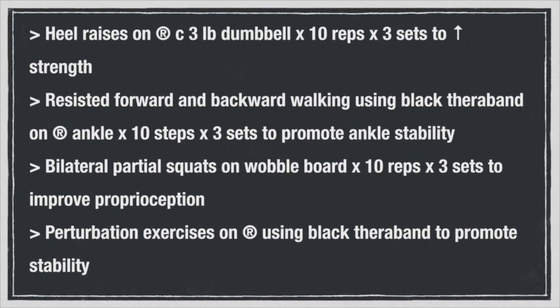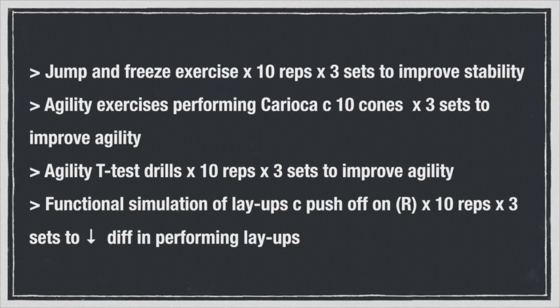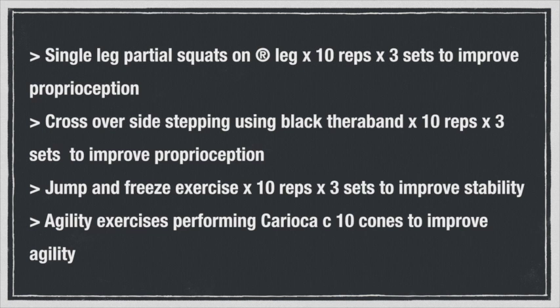Perturbation exercises on right using black TheraBand to promote stability. Bilateral partial squats on wobble board times 10 reps times 3 sets to improve proprioception. Single leg partial squats on right leg times 10 reps times 3 sets to improve proprioception. Crossover sidestepping using black TheraBand times 10 reps times 3 sets to improve proprioception.